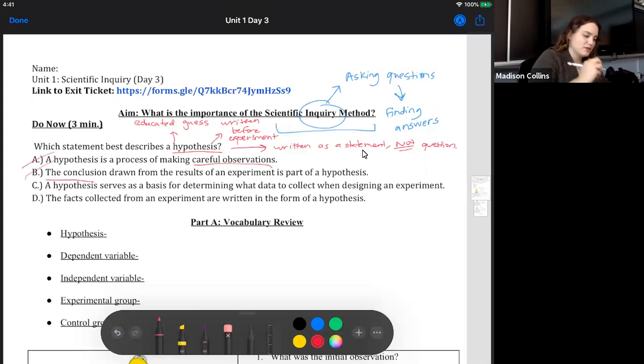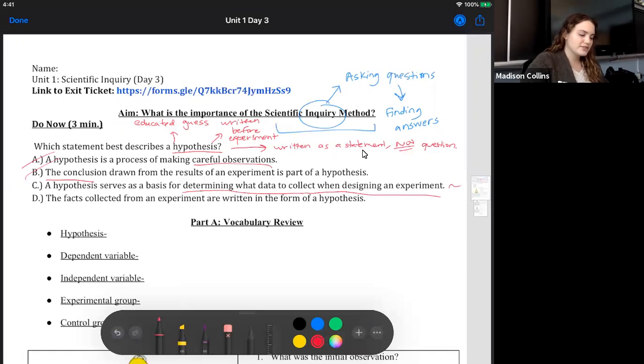No. All right, C, the hypothesis serves as a basis for determining what data to collect when designing an experiment. Well, I don't see anything wrong with this yet because we know that we write the hypothesis before the experiment, so that can give us information about determining what data to collect. But I'm going to put a maybe there, and we'll come back to it.